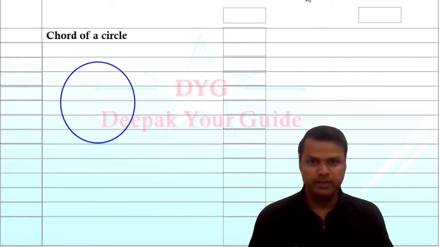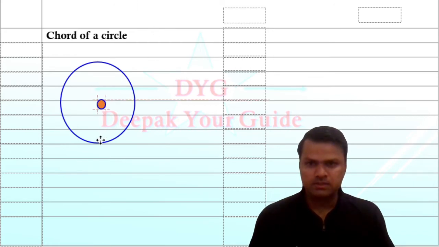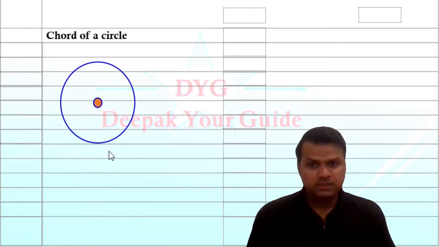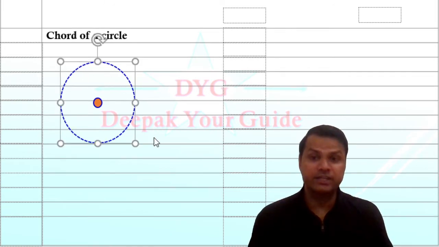Let me draw the point again. So we have the center. Okay, so this is the center. So we have got our circle. Now we can draw like this also to understand the definition of chord. Let's again visualize the circle as a collection of points.